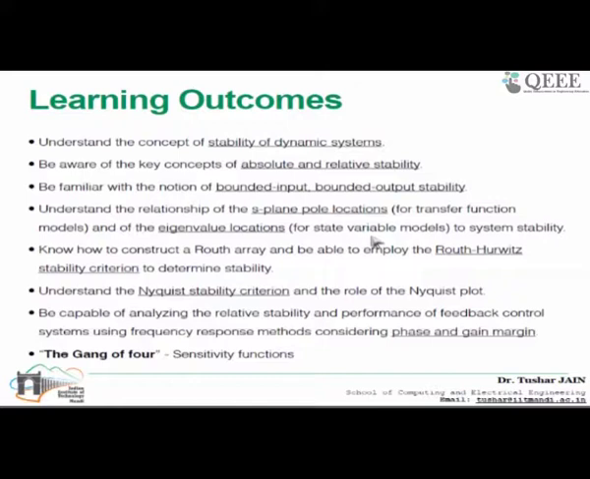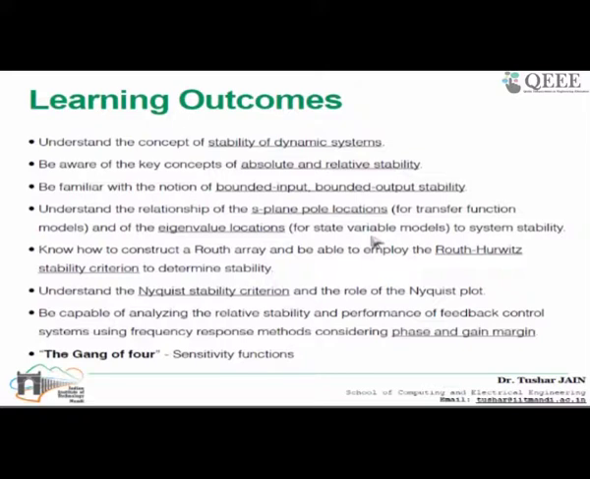We'll also see the relationship of the S-plane pole locations, basically for transfer function models, and of the eigenvalue locations, which are computed for state variable models, to system stability. We'll come to this more specifically, because when you define a model of the system, there are a number of ways you can represent it, either as a transfer function, state variable, or in any other form. When you speak about transfer function models, you compute the pole locations in the S-plane. When you speak about state variable models, you compute the eigenvalues. We'll also see how you represent state variable models.